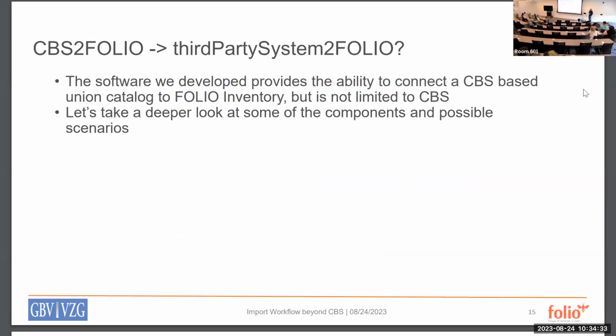So what Antje described was how to connect an external system as a source to a target like Folio. In our case, that is CBS. But you can think of any third-party system to connect to Folio, directly to inventory. So that was laid out. We don't support SRS. We could say yet, but currently we have no plans because we don't need it.